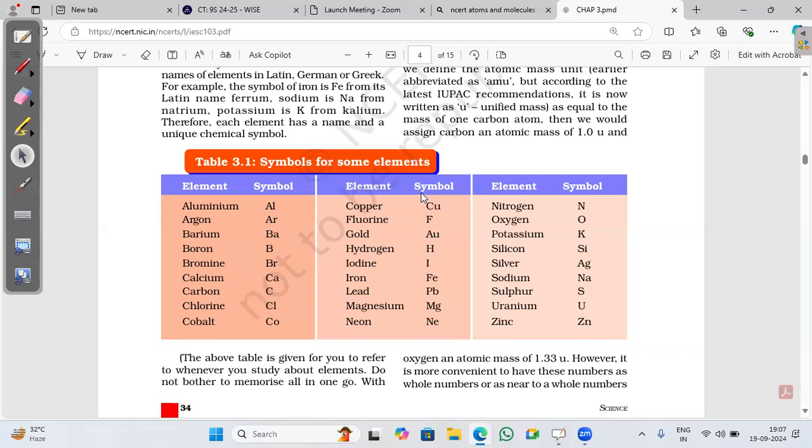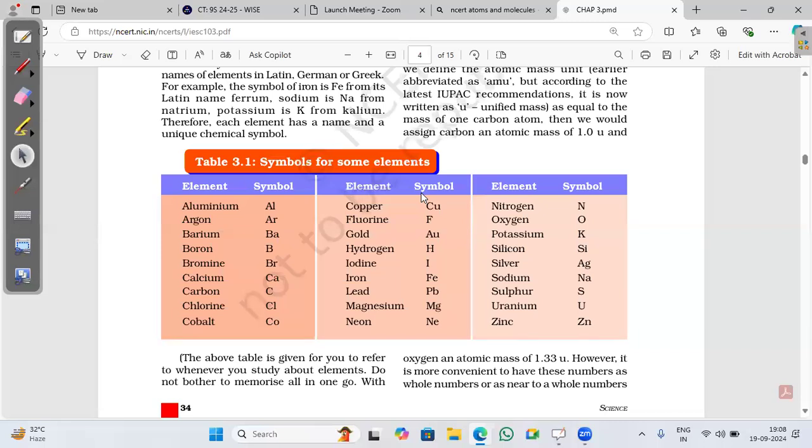Then we also saw that some of the elements are diatomic, that they do not exist as a single atom, but rather as a combination of atoms. Some elements exist in groups of two atoms. For example, hydrogen exists as H2, oxygen as O2, chlorine as Cl2, and fluorine as F2.